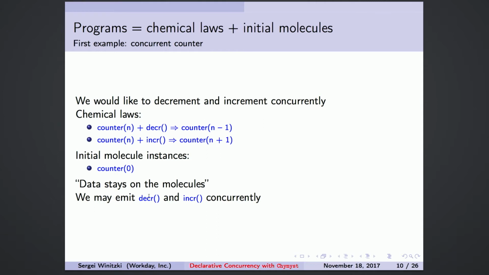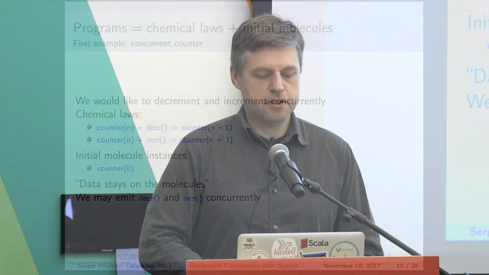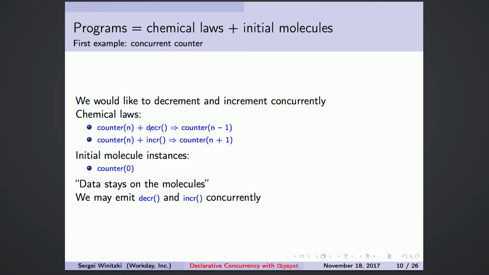So then we can emit decr and incr concurrently in any amount. And you see, because the semantics of a reaction is that both input molecules must be consumed atomically and at once, there's no way to mix this up. There is no shared state. There is no mutation even. I mean, this is purely functional in a sense.